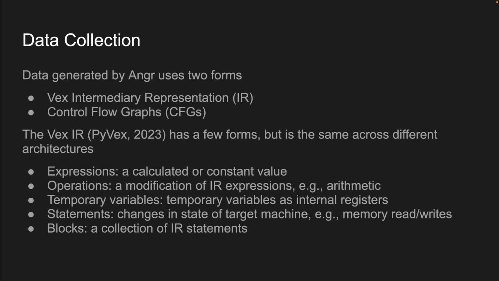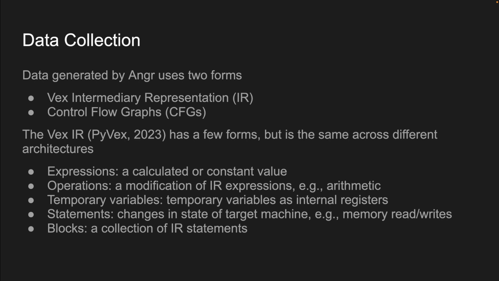So just explaining the data generated by angr a little better: you have the VEX intermediary representation, which is IR, and the control flow graphs, which the IR is generated from. VEX IR, and the source for that, PyVEX 2023, has a few forms, but is the same across different architectures. That's the architecture agnostic thing I mentioned. So regardless of whether you're looking at a binary from an x86 or an ARM executable, if it's performing the same functionality, it should look fairly the same in VEX IR.